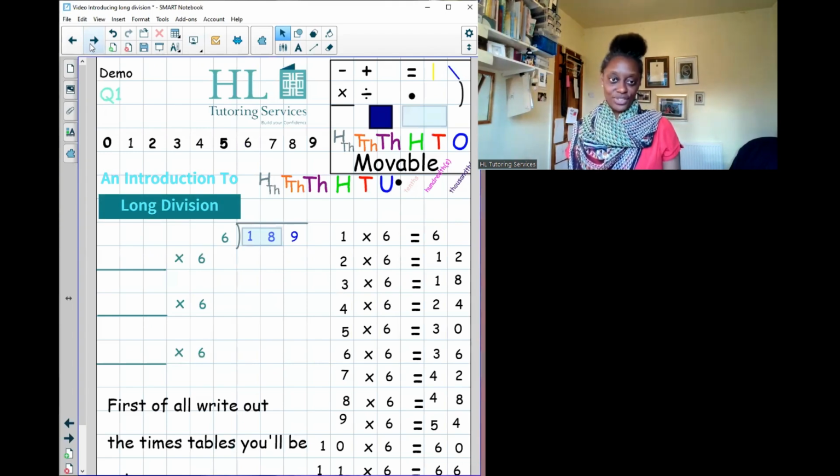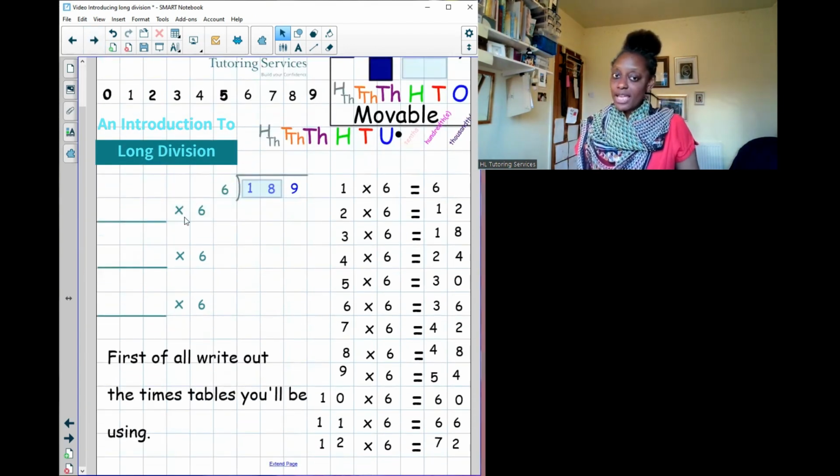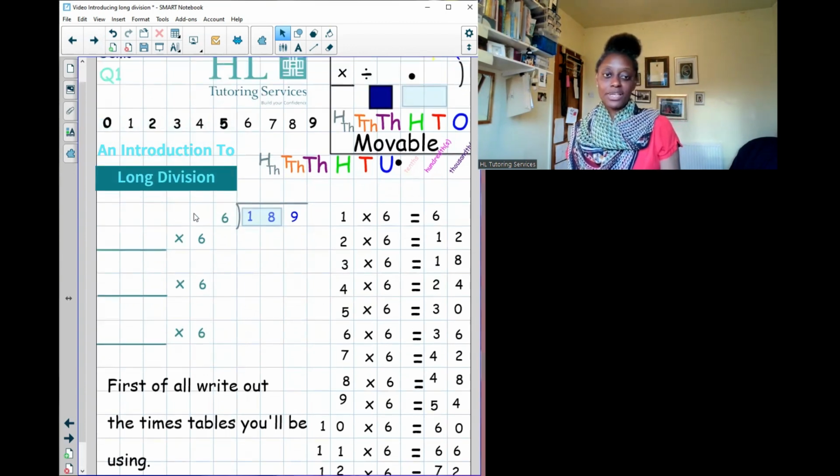Here's the first question. What is 189 divided by 6? First of all, I would write out the times tables that I am going to be using. So it's the 6 times tables. So I'd probably start off with 1 times 6 and then add on another 6, which is 12, and add another 6. So you can keep on adding on 6s, or whichever times table you are doing.